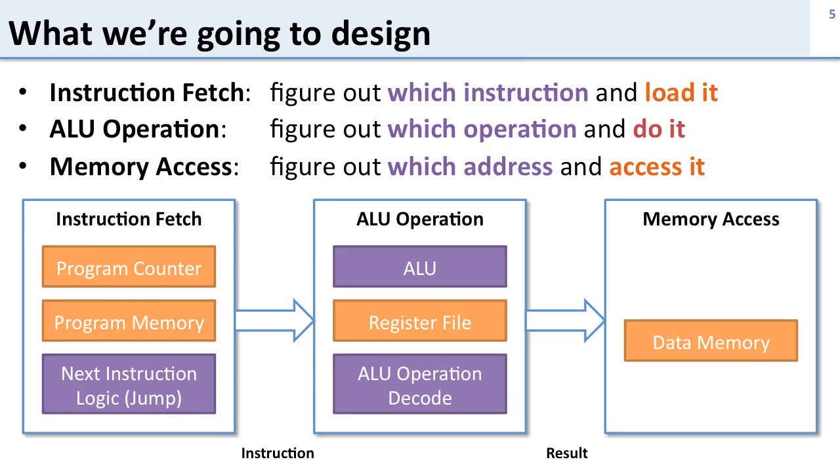Finally, for memory access, we're going to have our data memory. Not surprising, we want to store data. And we're going to have some combinational logic that determines the address. So we need to figure out the address that we're going to use to access the data memory. So here are the parts we're going to build.